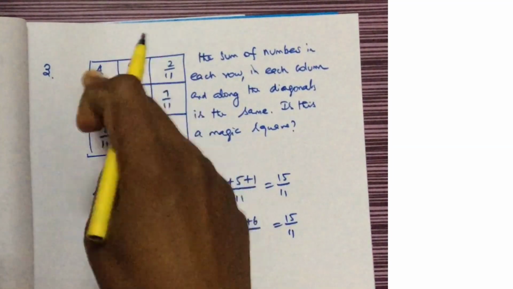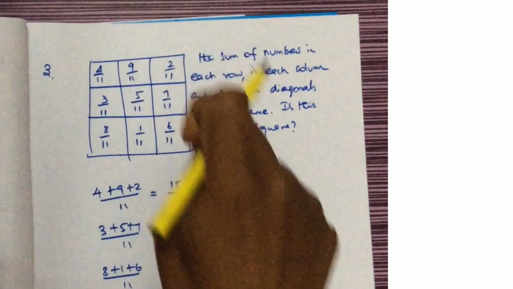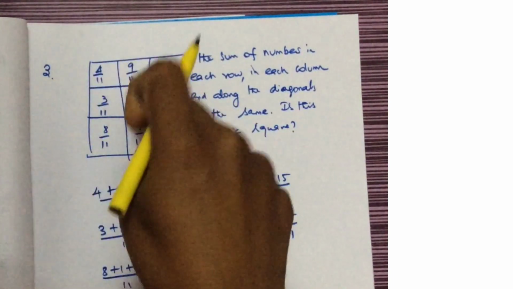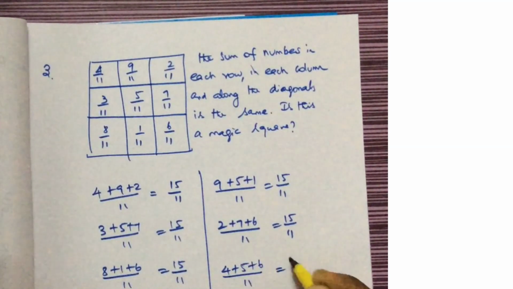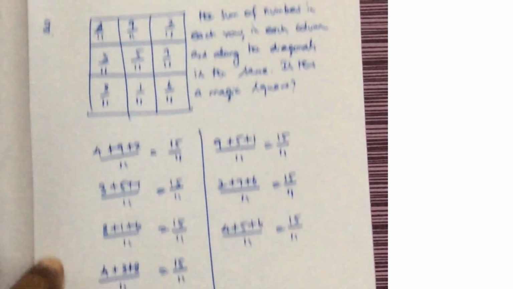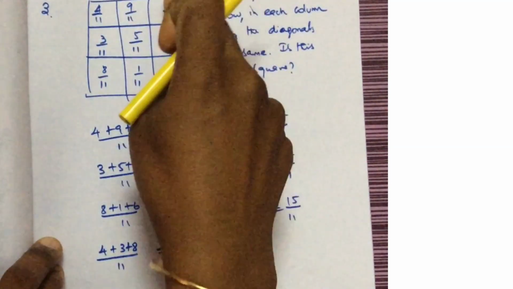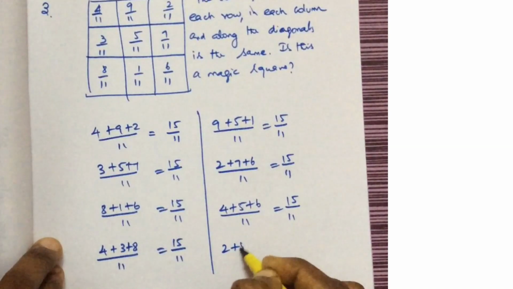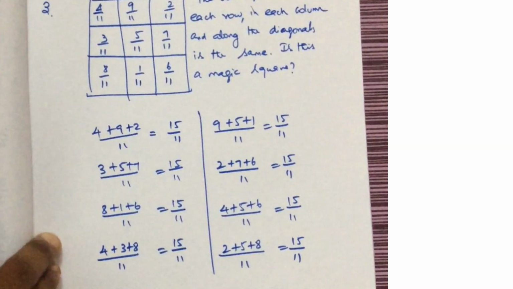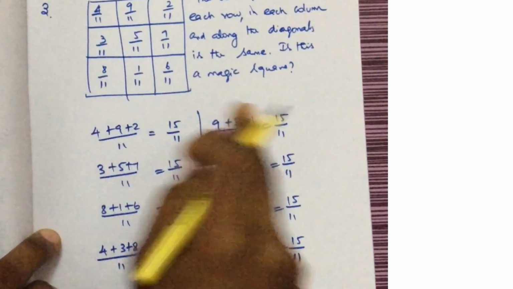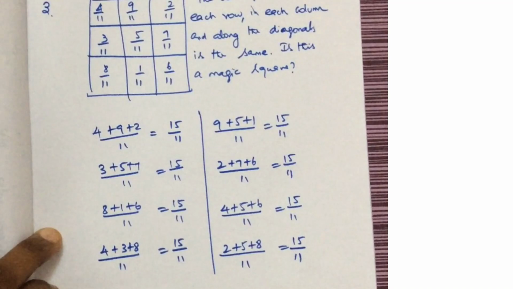So the first 3 are row wise, the next 3 are column wise. Now we have to do the diagonals. 4 plus 5 plus 6 by 11, that is equal to 15 by 11. Next, 2 plus 5 plus 8 by 11, that is equal to 15 by 11. Okay, so if we add row, column and diagonal, all are the same, equal to 15 by 11. So this is a magic square.